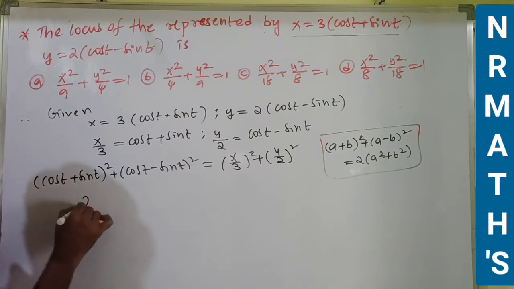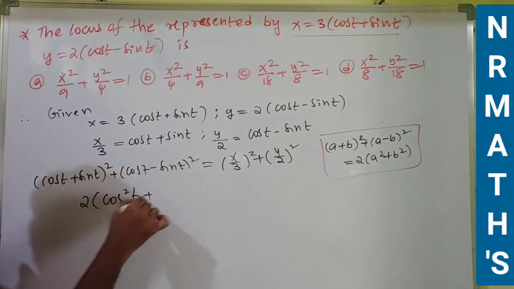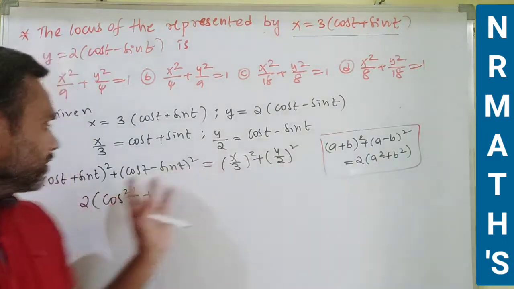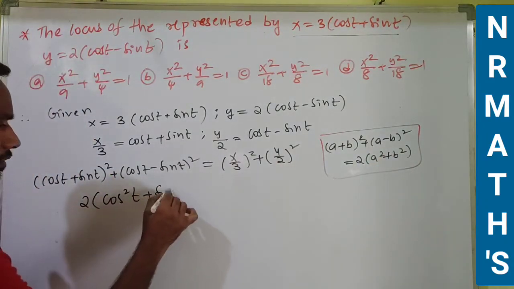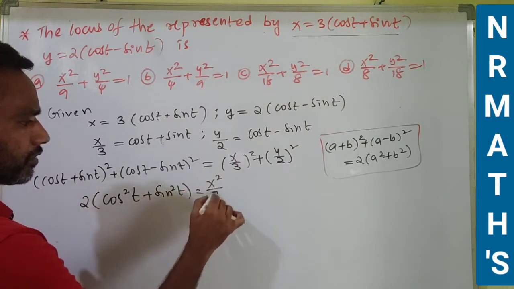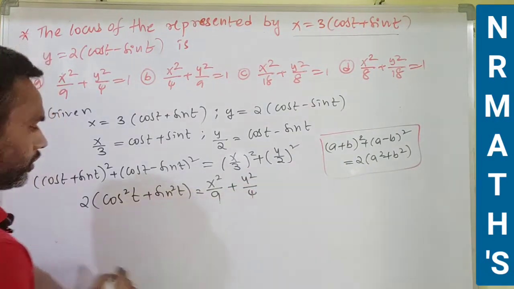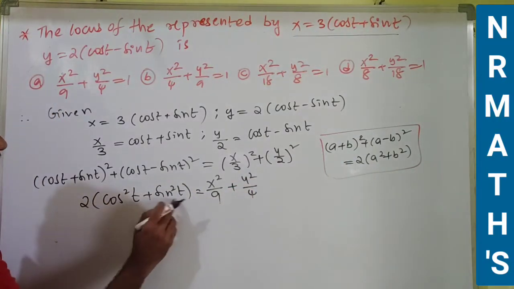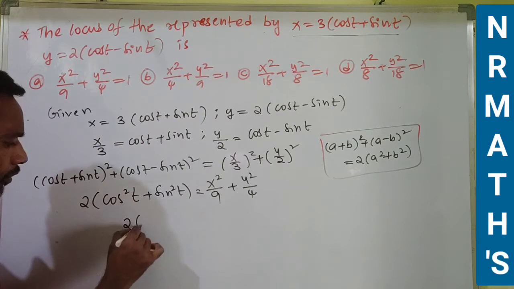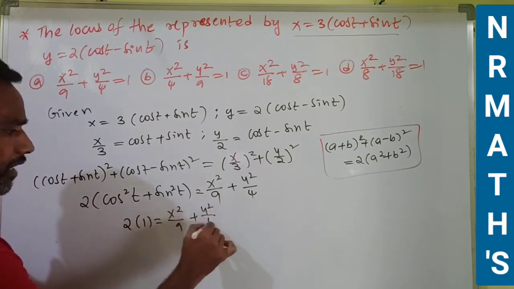Now the answer is 2 of (a square, meaning cos square t, plus b square, meaning sin square t), is equal to x square by 3 square, meaning 9, plus y square by 2 square, meaning 4. Now we know that cos square t plus sin square t is 1. So 2 of 1 is equal to x square by 9 plus y square by 4.